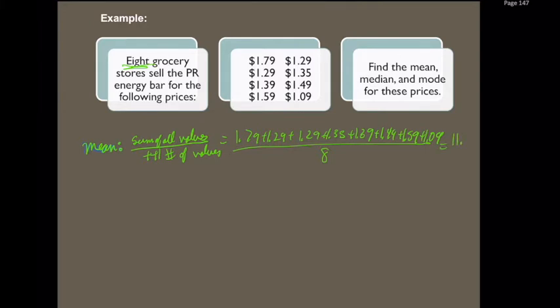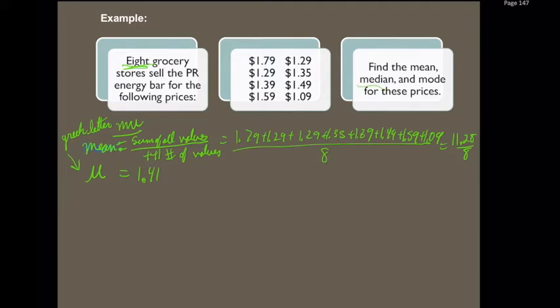That gives me 11.28 divided by 8. So my mean equals 1.41. This is my mean. You'll see it sometimes represented with this symbol, the Greek letter mu, M-U. But that's our mean. Next, I need to find the median.